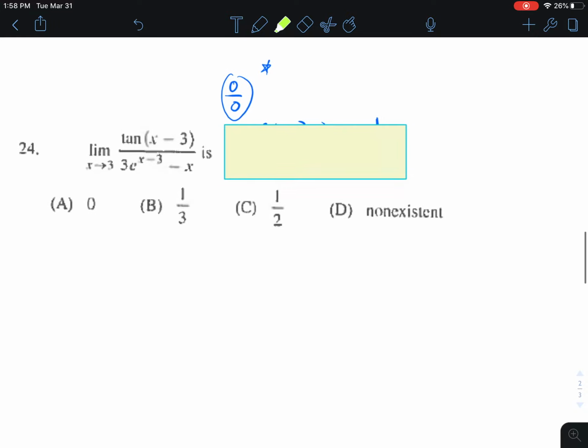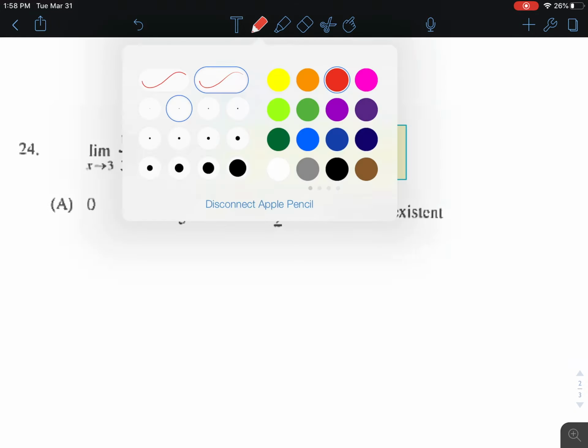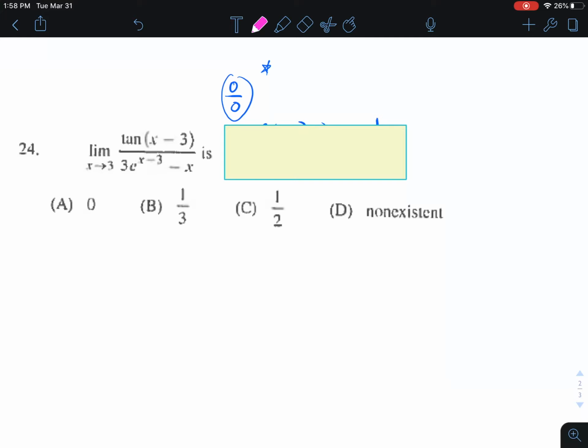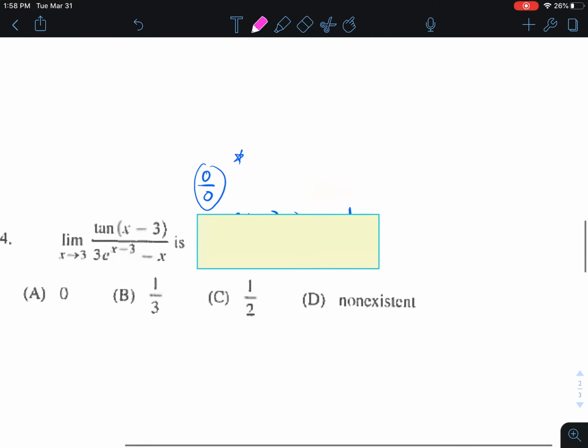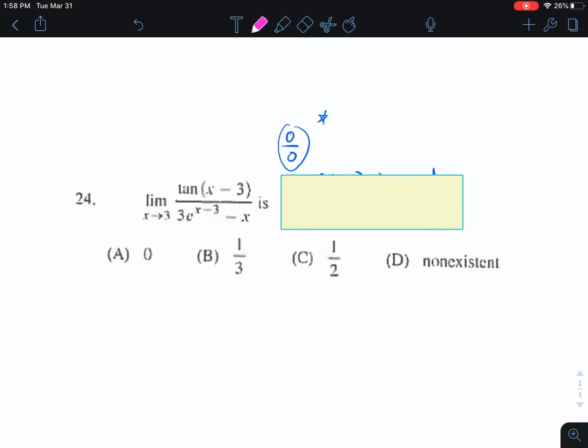Next up, 24, we have a multiple choice problem. Let's see. Oh, it's a limit problem. Cool, it's a limit, and I see a function over a function. So first I'm going to plug it in. Depending on what I get, I'm probably going to want to use L'Hopital's.